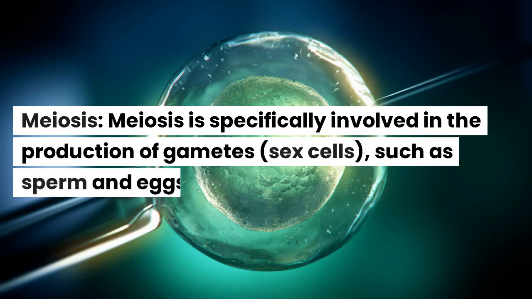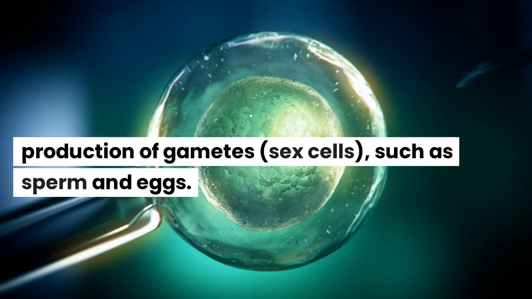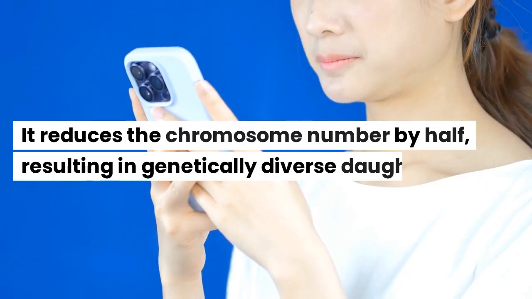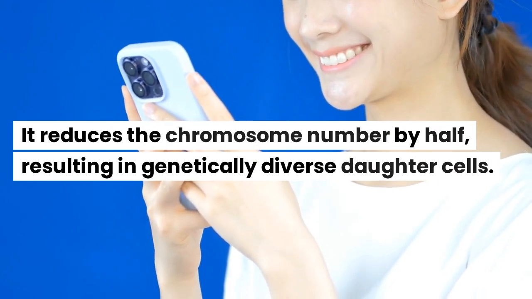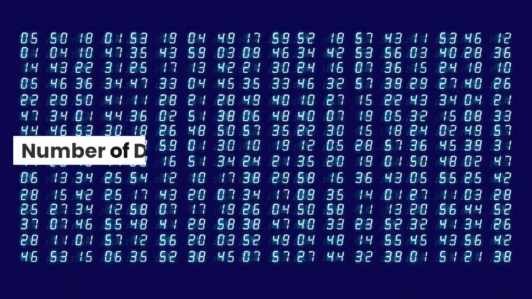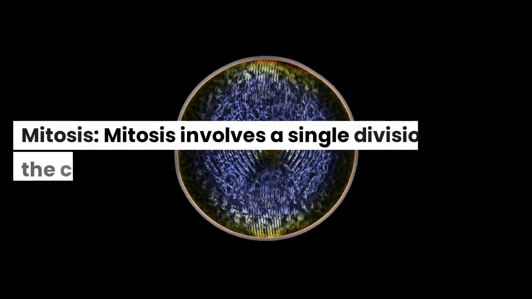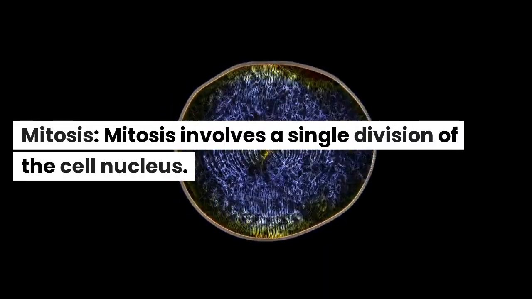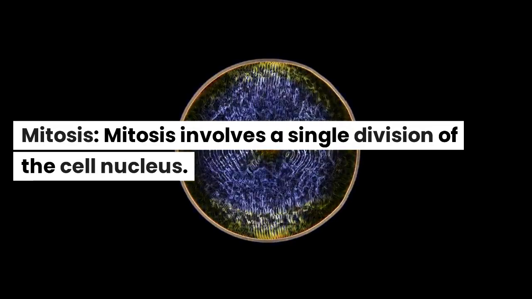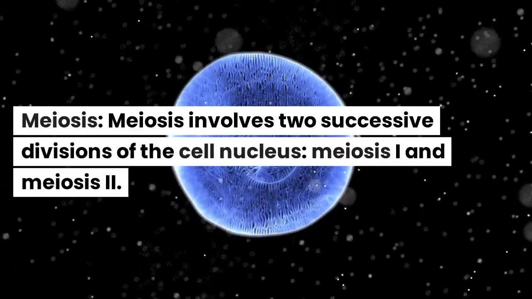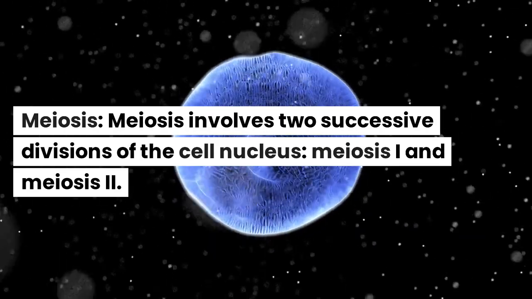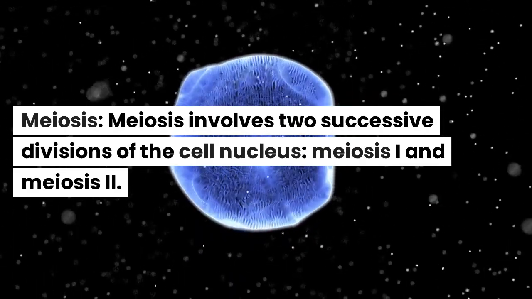Meiosis. Meiosis is specifically involved in the production of gametes, sex cells, such as sperm and eggs. It reduces the chromosome number by half, resulting in genetically diverse daughter cells. Number of divisions. Mitosis. Mitosis involves a single division of the cell nucleus. Meiosis. Meiosis involves two successive divisions of the cell nucleus, meiosis I and meiosis II.